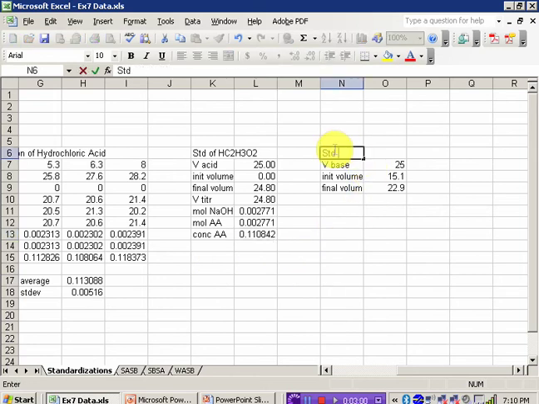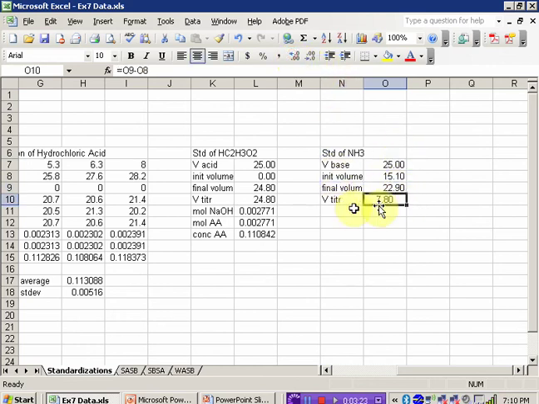We can do the same thing with the standardization of the ammonia, NH3. We need a volume of titrant that's equal to the final volume minus the initial volume. Let's go ahead and fix some of these sig figs. You should be reading and estimating that last digit. The volume of titration then is 7.8 milliliters.